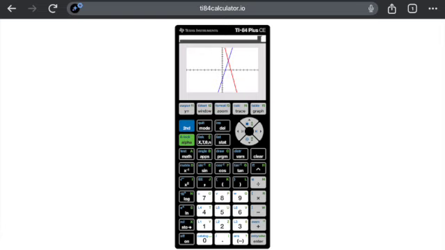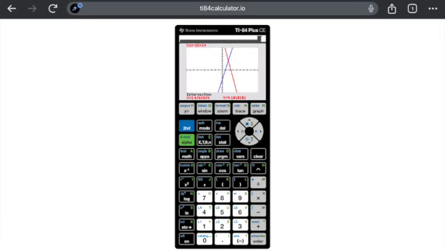We can see our solution. So we're going to go to second trace to get to our calculate. Hit intersect. Our first curve, yep, that's our first equation. Hit enter. Our second equation, yes, that's our second equation. Hit enter. Make a guess. You can move the cursor up or down to where it's about. Enter. And okay, so there's our point of intersection.